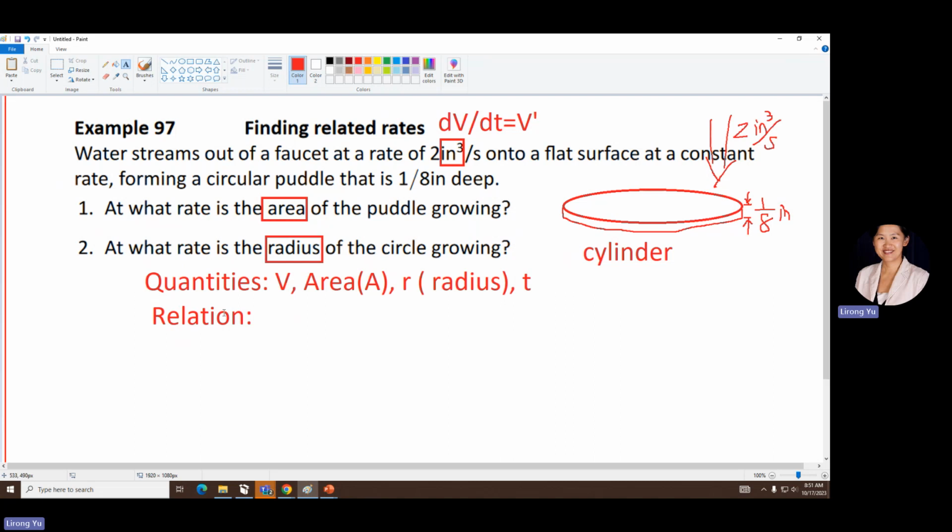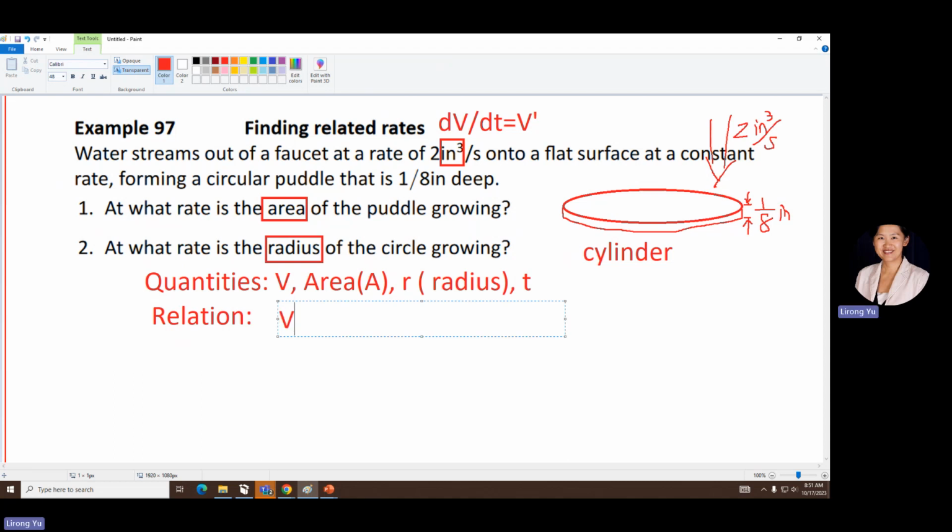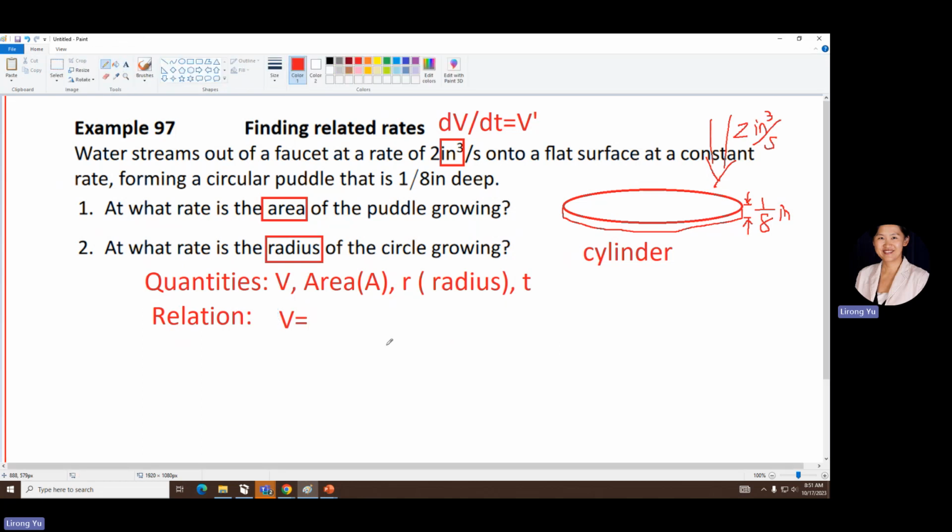So let me try to write that. Volume of the cylinder is equal to pi r squared, which is the base area. Pi r squared is the area of a circle, times the height.